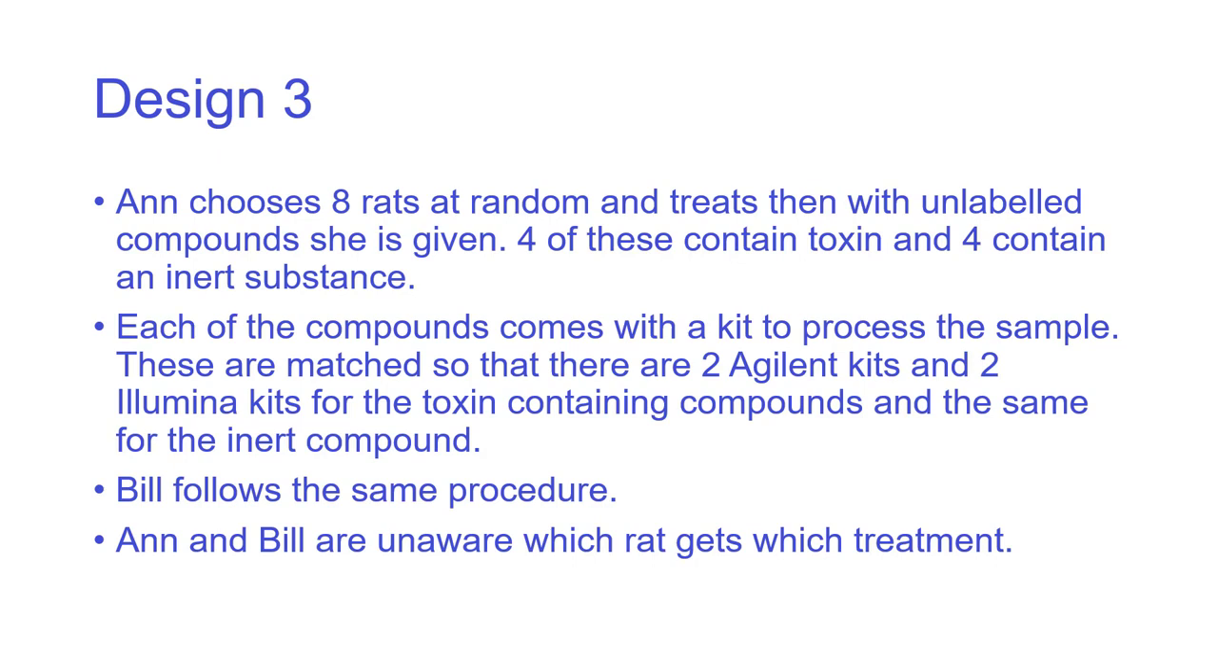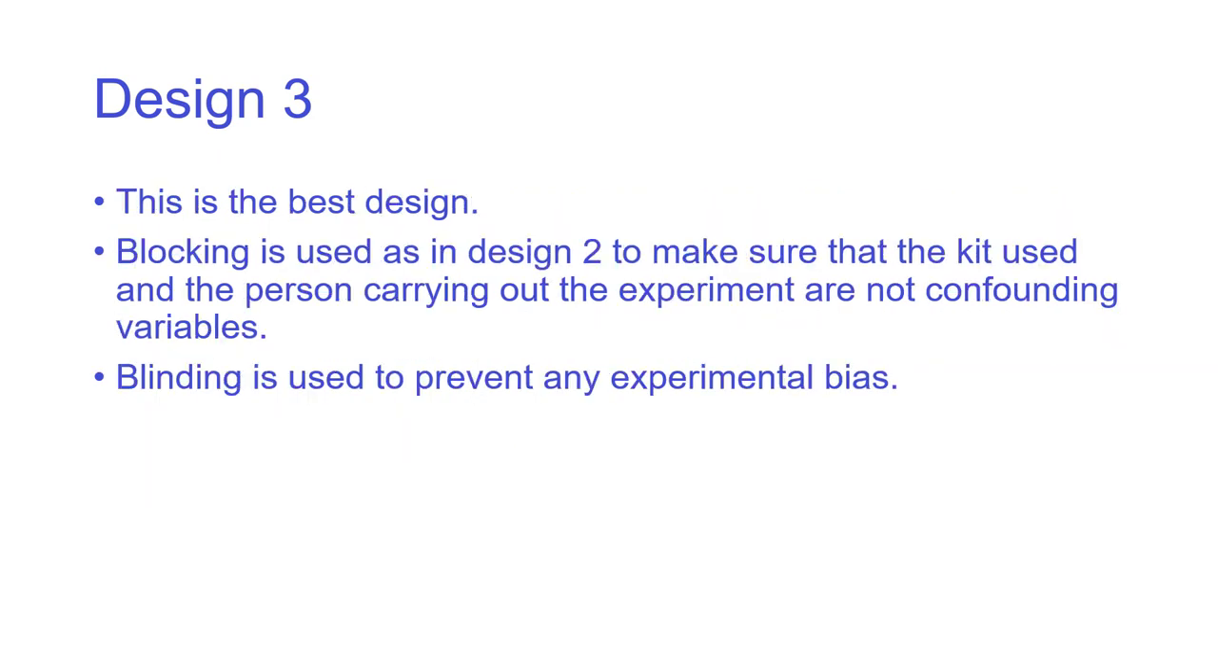So Anne chooses 8 rats at random, treats them with unlabeled compounds that she is given. 4 contain the toxin, 4 contain an inert substance. When it comes to preparing the samples, of the 4 that contain the toxin, 2 are already matched with Agilent, 2 already matched with Illumina, and the same for the ones that are inert. And Bill follows the same procedure. So they're unaware which ones get the treatment and which don't. This is the best possible design.